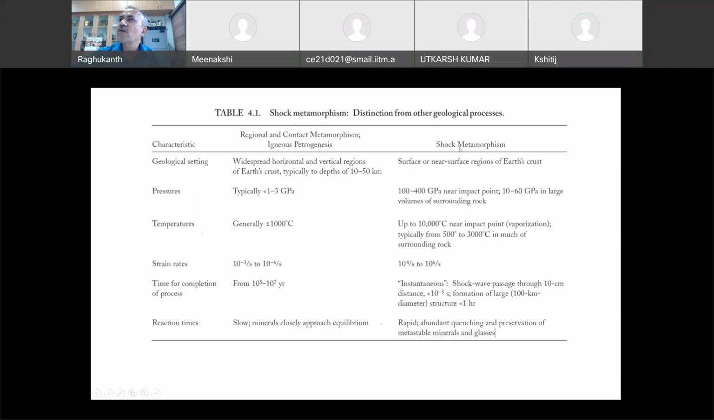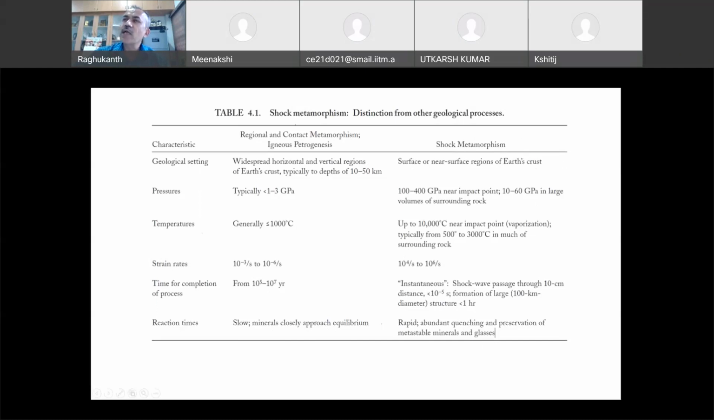So generally, where do you see this type of shock metamorphism? Where do you see these types of features? Inside the earth or outside the earth? Where do these impacts happen? So the shock metamorphism happens outside the earth, that is, on the surface itself.